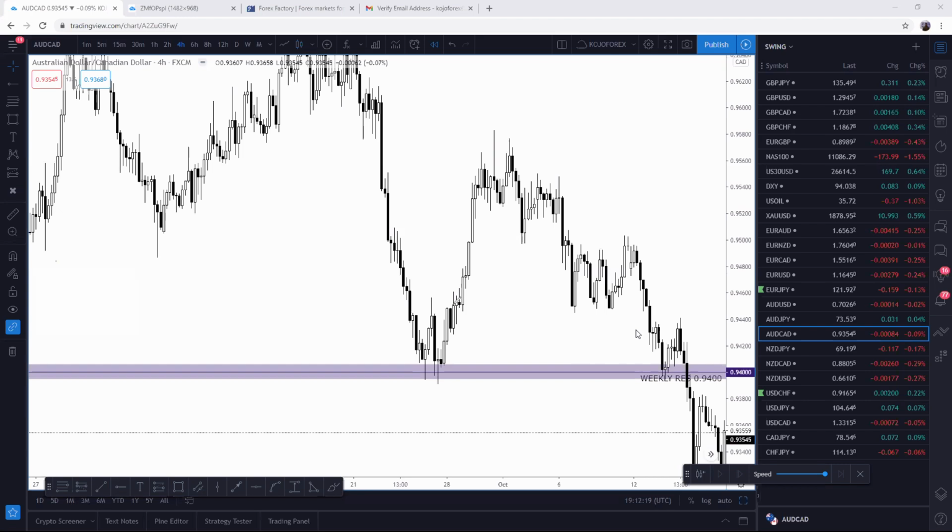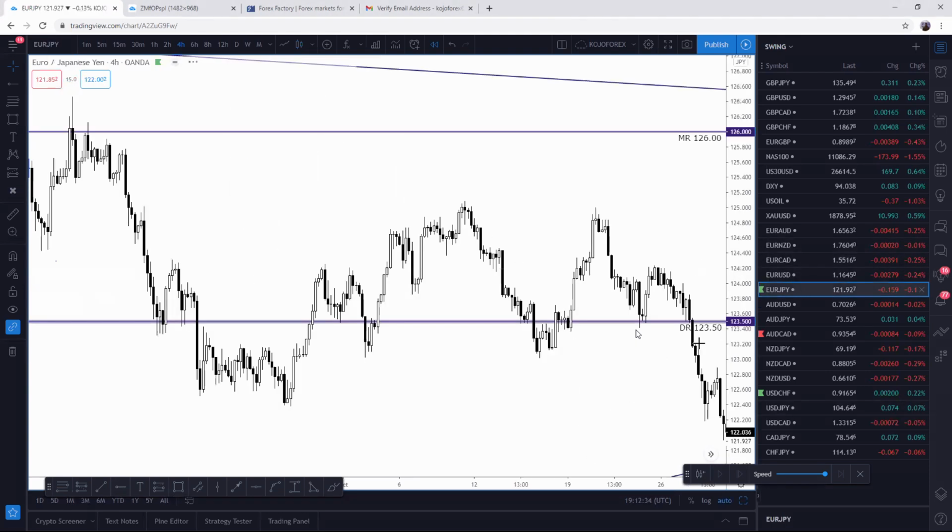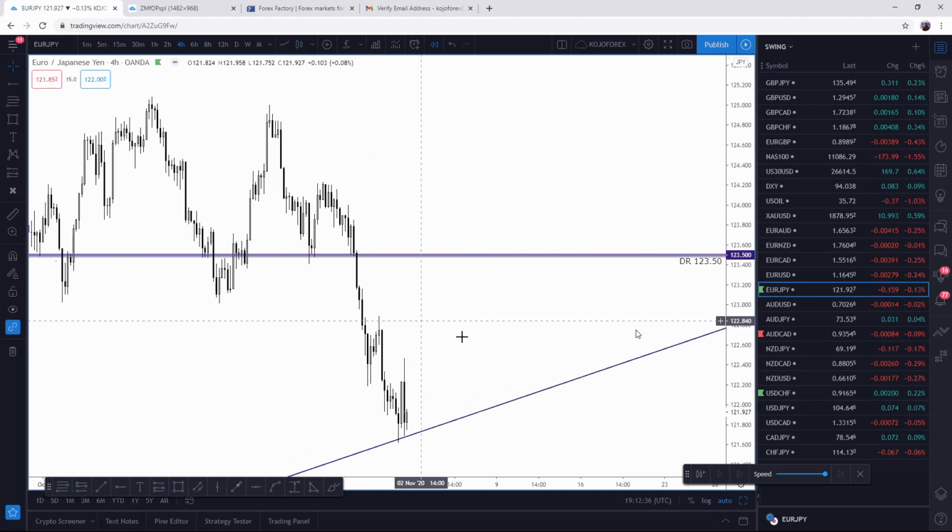Sometimes you may get smashed, fine, but that's just what happens sometimes. Like the trade we took on, so this is Aussie dollar Canadian. We'll come back to it. The trade we took on Euro Japanese yen on Friday, right? This was the scenario.